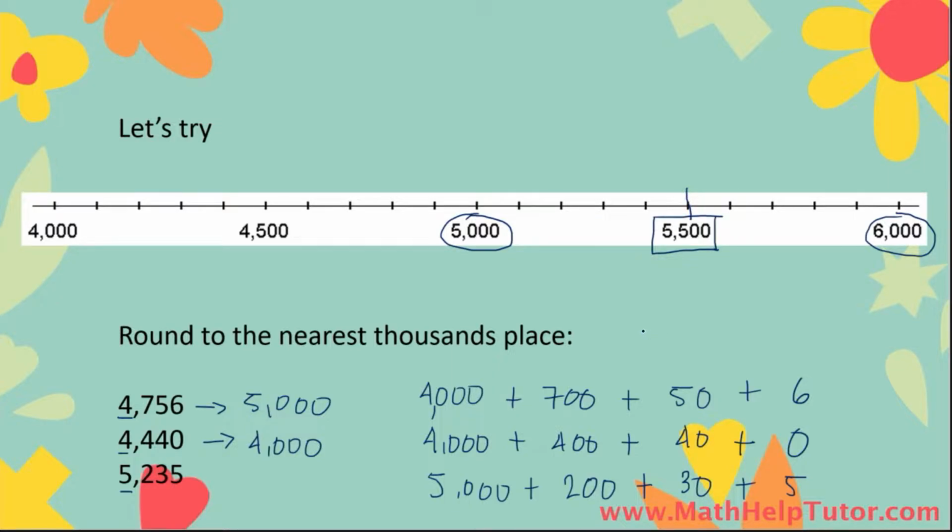Now let's look for our number. If this is 5,000, this is 5,100, this is 5,200, and this is 5,300. So our number should be between 5,200 and 5,300. And our number should be around here. That's 5,235. Now you can see that since our number is less than 5,500 or comes before 5,500, then we know that our number is nearer to 5,000 than it is to 6,000. So the answer to rounding our number to the nearest thousands place is 5,000.